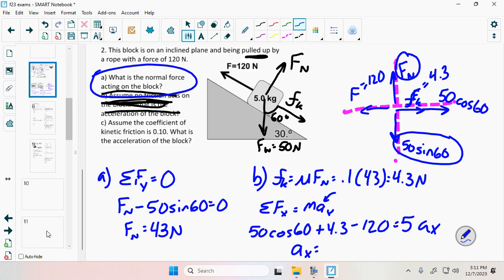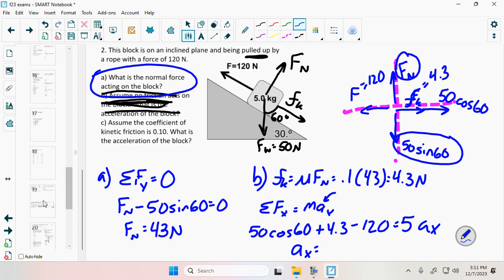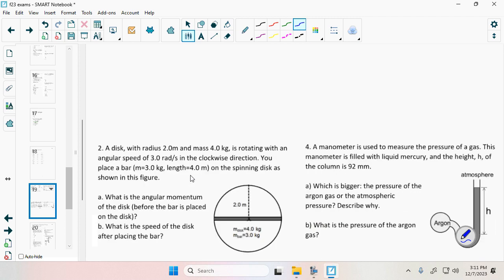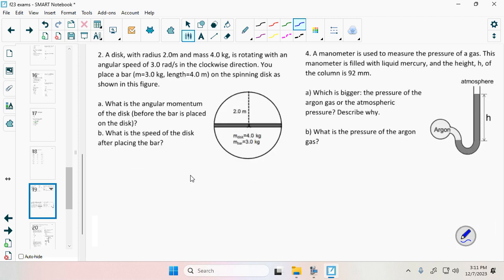Let's look at the other two, free response, and then we'll start looking at the multiple choice. You're going to have numbers 2 and 4 for that. With number 2, in this problem, we had a disk that was spinning and a bar that was stationary. So here, omega was equal to 3. Here, omega was equal to 0.